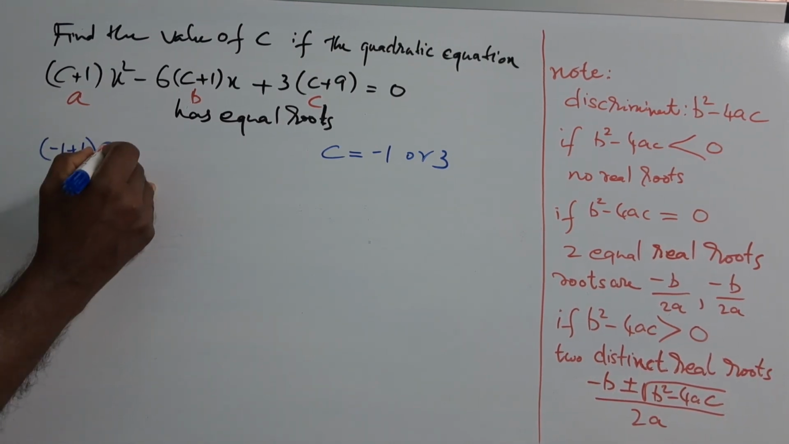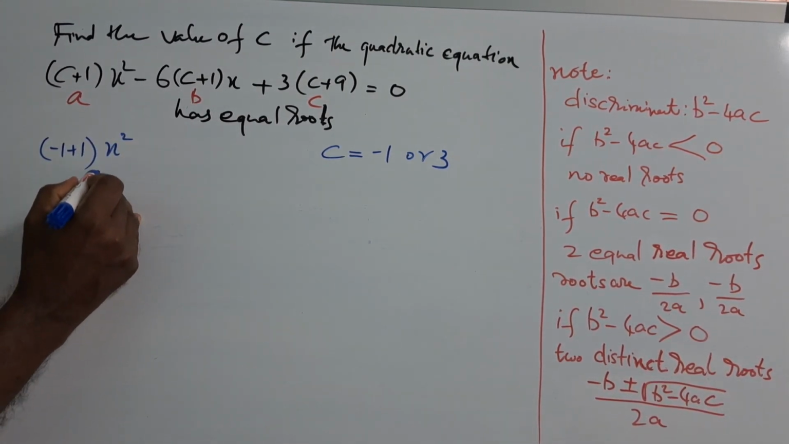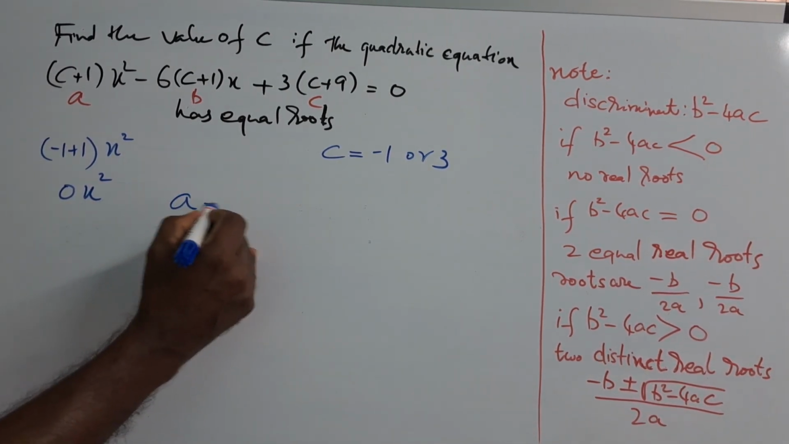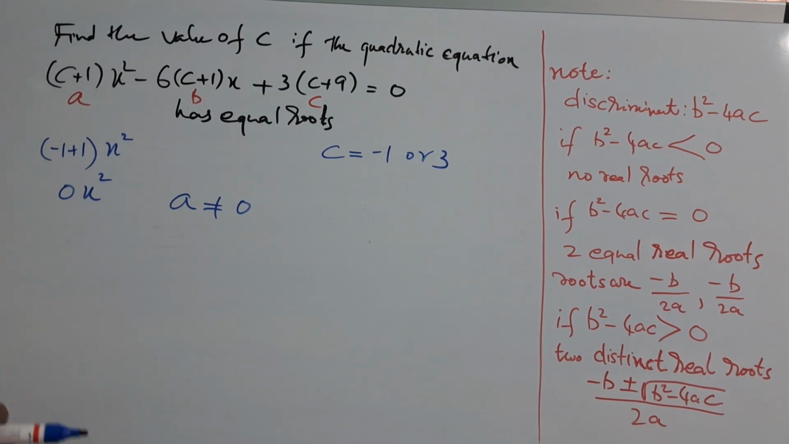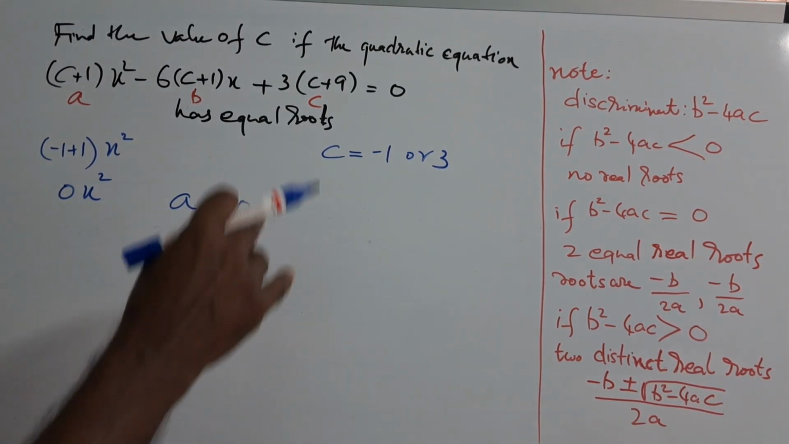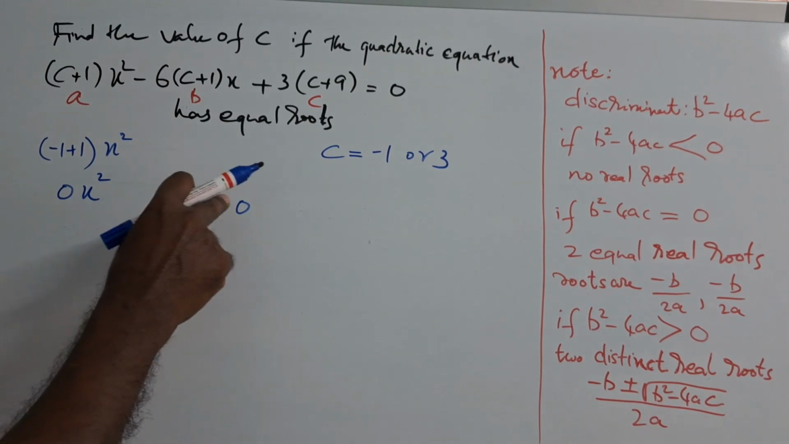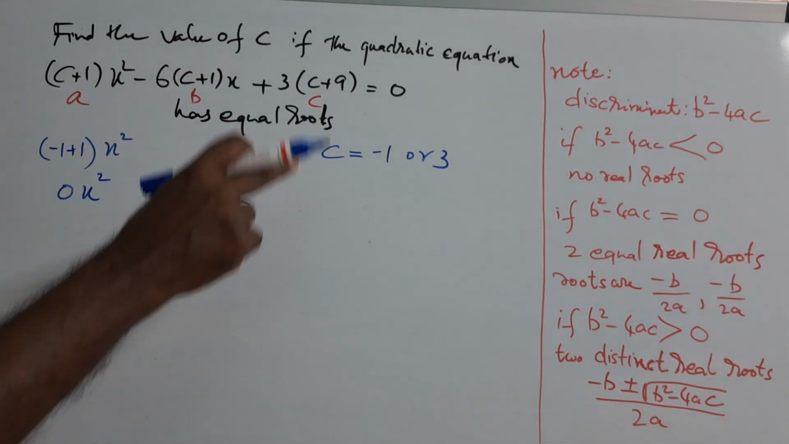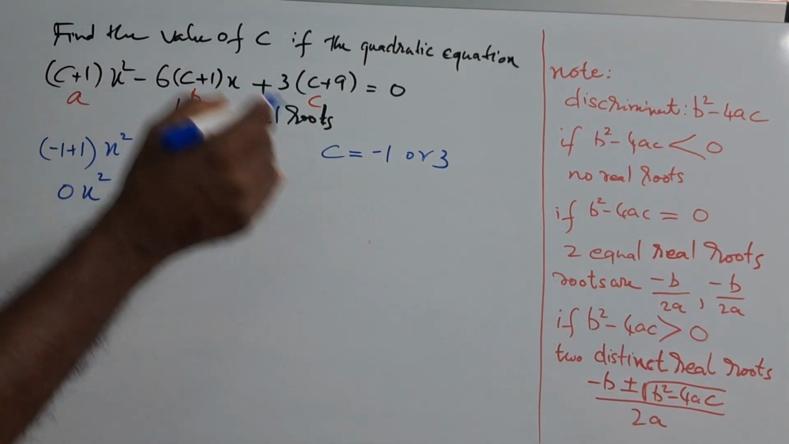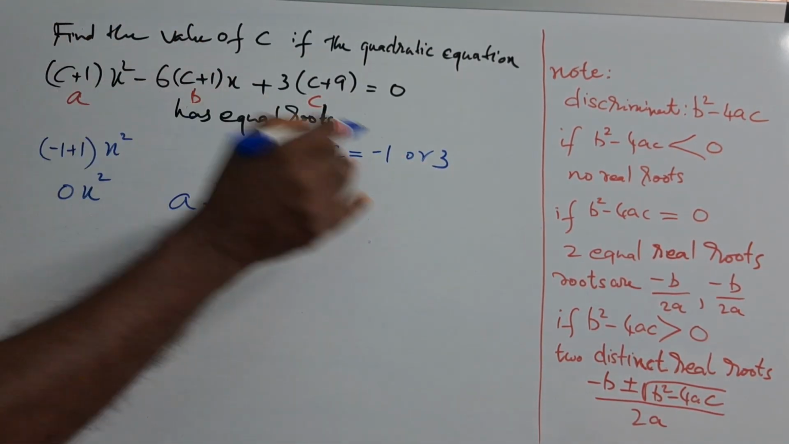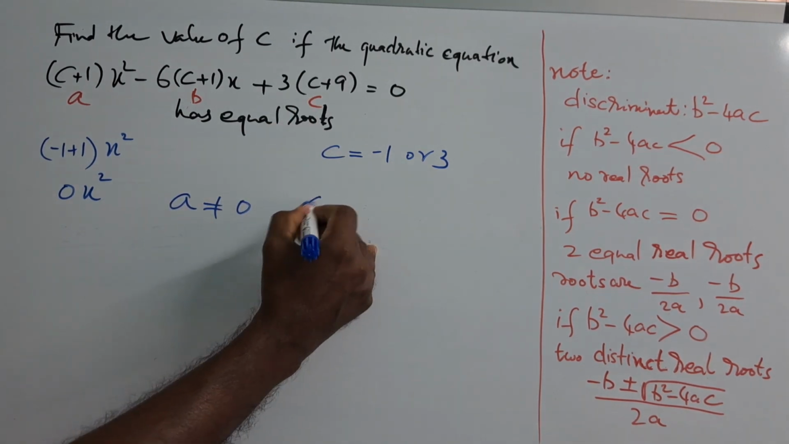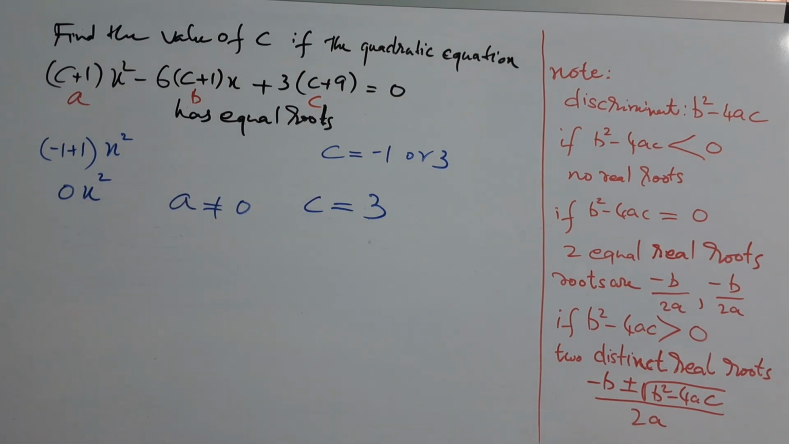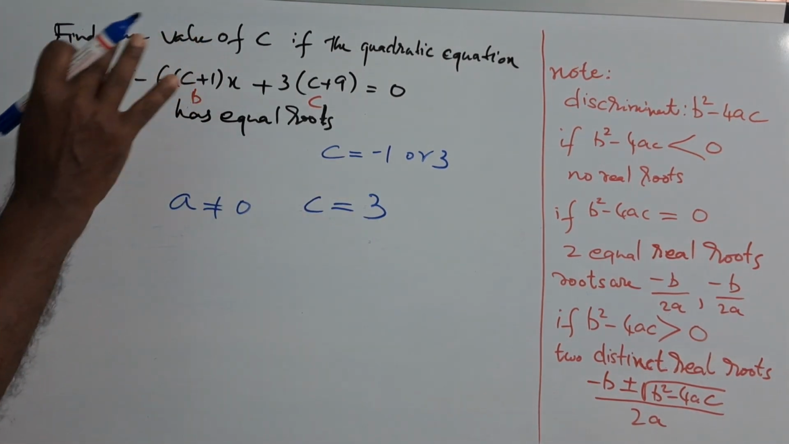If you put minus 1 for c, c plus 1 becomes 0, so 0 x square. In the quadratic equation, it is given that a is not equal to 0. If you put minus 1 for c, a becomes 0. Therefore, c cannot be minus 1. So, the only answer that we can associate to c is 3. So, c is equal to 3, not minus 1.